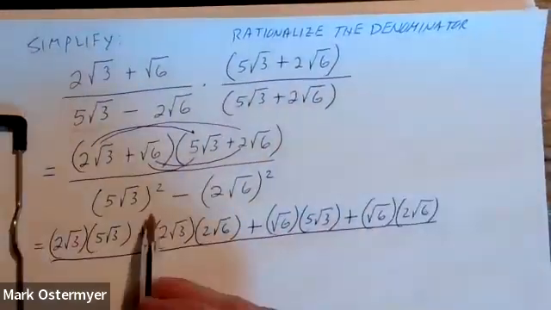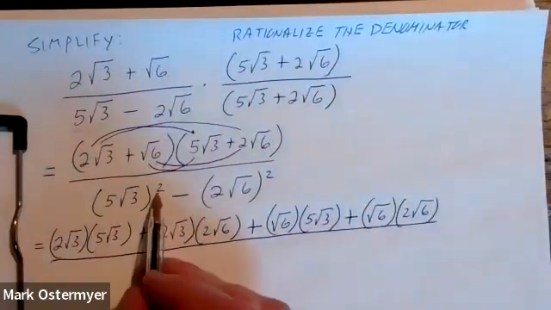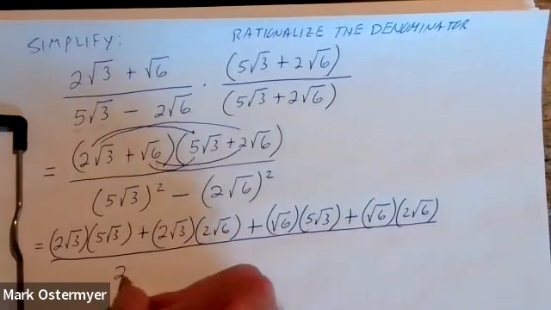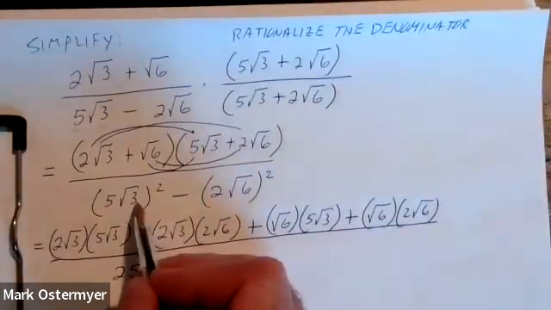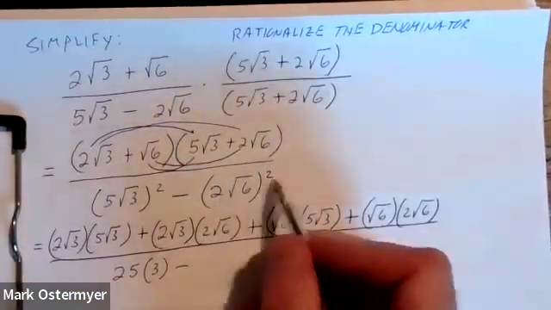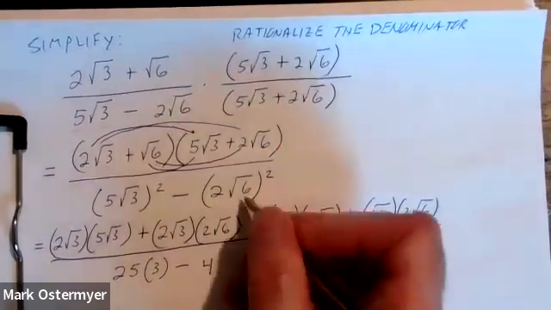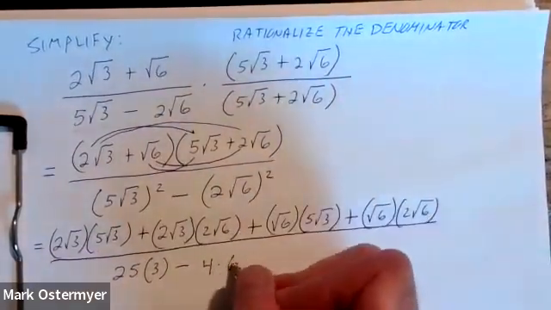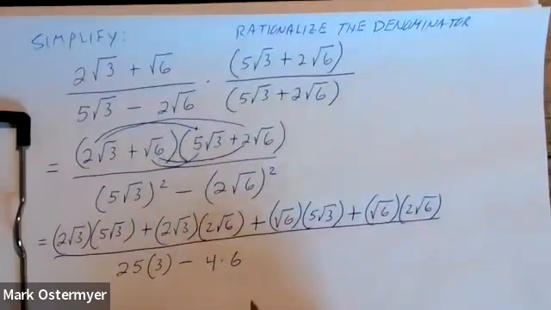My denominator is pretty easy to simplify. 5 squared is 25. And the square root of 3 squared is just 3. So this is going to be 25 times 3. 2 squared is 4 times the square root of 6 squared is just 6. That would be your denominator.